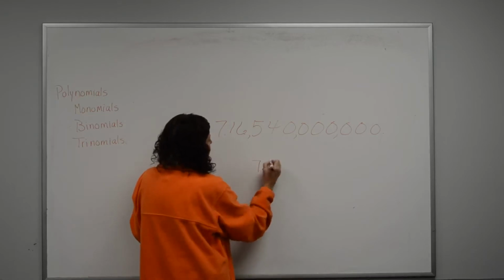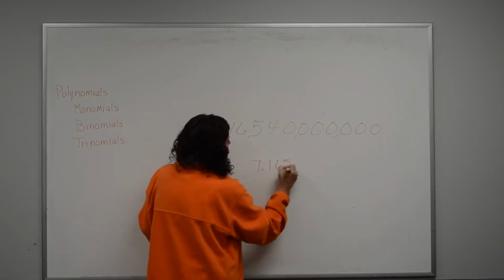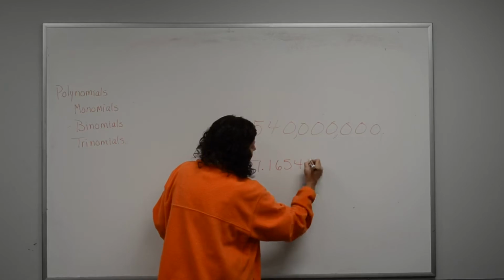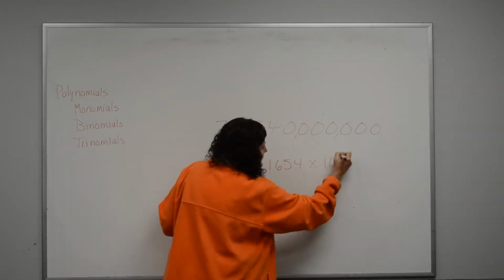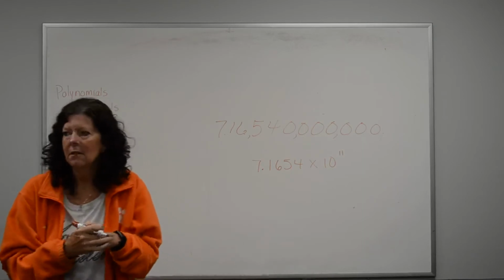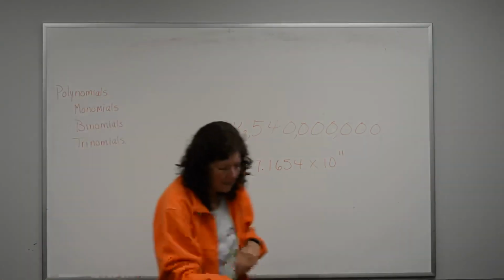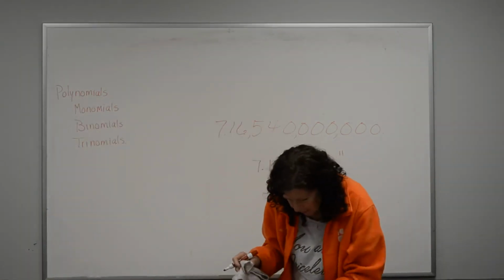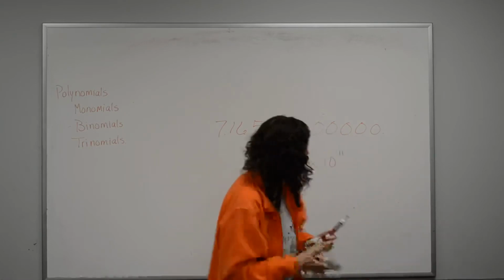So I have 7.1654. Don't have to include any of those. Times 10 to the 11th power. Okay? Y'all remember doing this, right? Okay. This should just be review. Don't think that there's a big issue here.